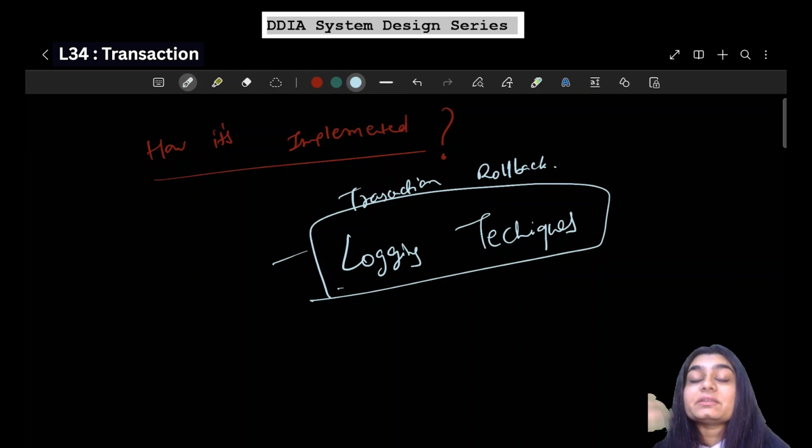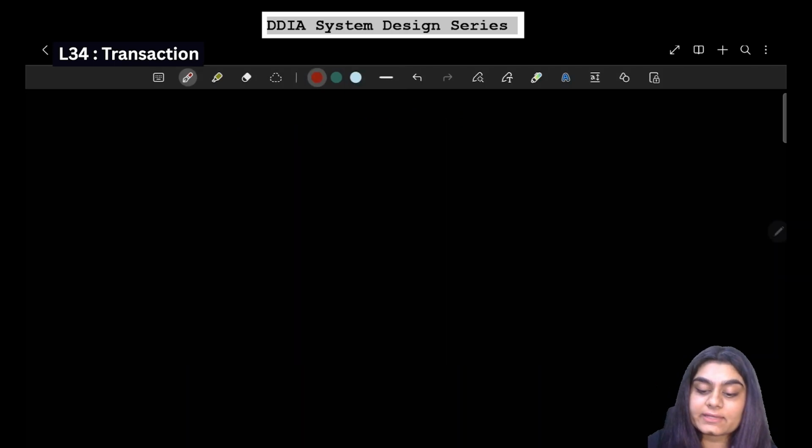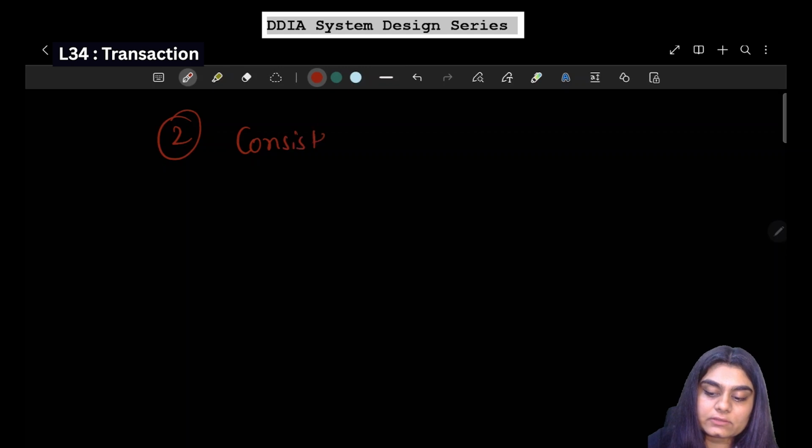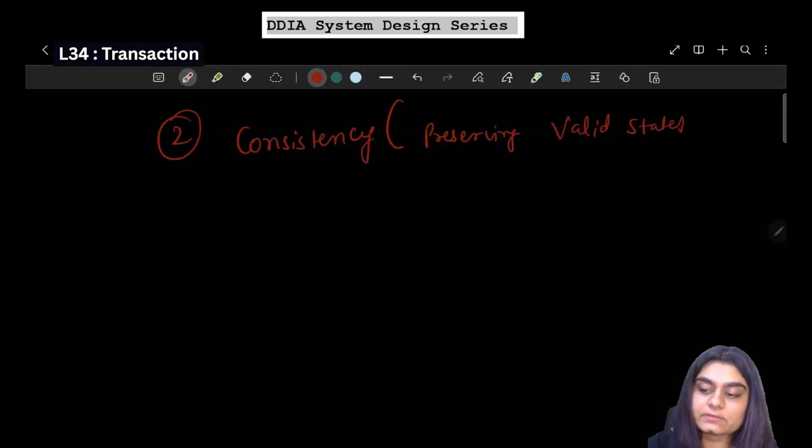The outcome is that the partial results are never saved. The system state only changes if the transaction succeeds entirely. Okay. Second is consistency, which is also called preserving valid states.